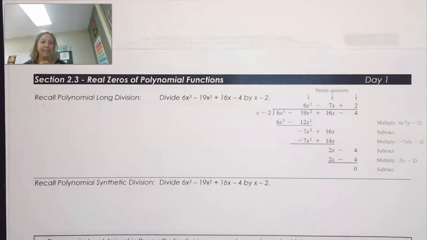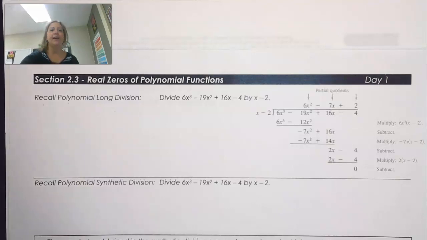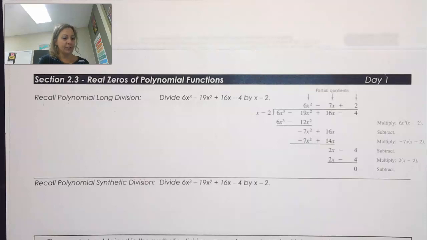Today what we're going to be doing is starting section 2.3. This deals with real zeros of polynomial functions. And the first part of this section has us dividing, because that's really going to be helpful for us. One of the ways that we can divide is by long division.